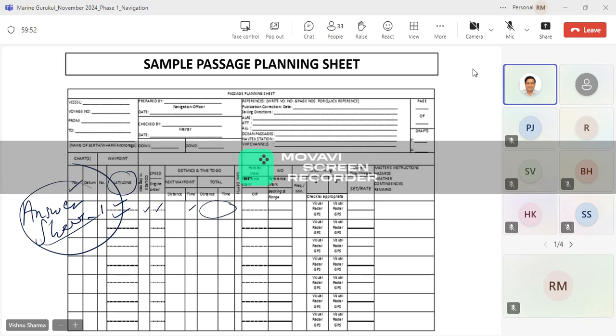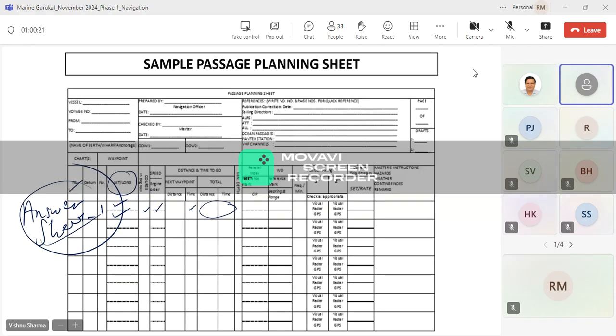Total time of steaming. So you have not been filling up these sheets on board, beta? Have you not been using this on board? Yes, sir, using, but nowadays you can directly copy from ECDIS. So the same thing is now manually copied from here, right? Yes, it will be manually copied. Whether it's automatically copied from ECDIS or manually captured by you, it does not change the format of the information, na, beta?